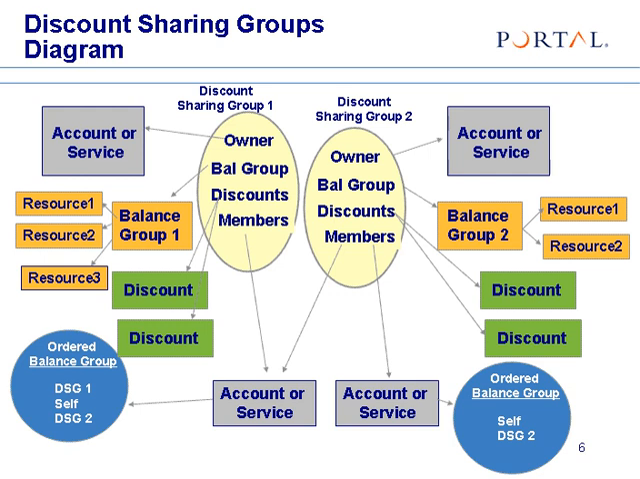On the other side, we have a similar scenario, except this member is a member of 2 discount sharing groups. So I'm using discount sharing group 1 first, then my own discounts, and then the discounts that are defined in discount sharing group 2.